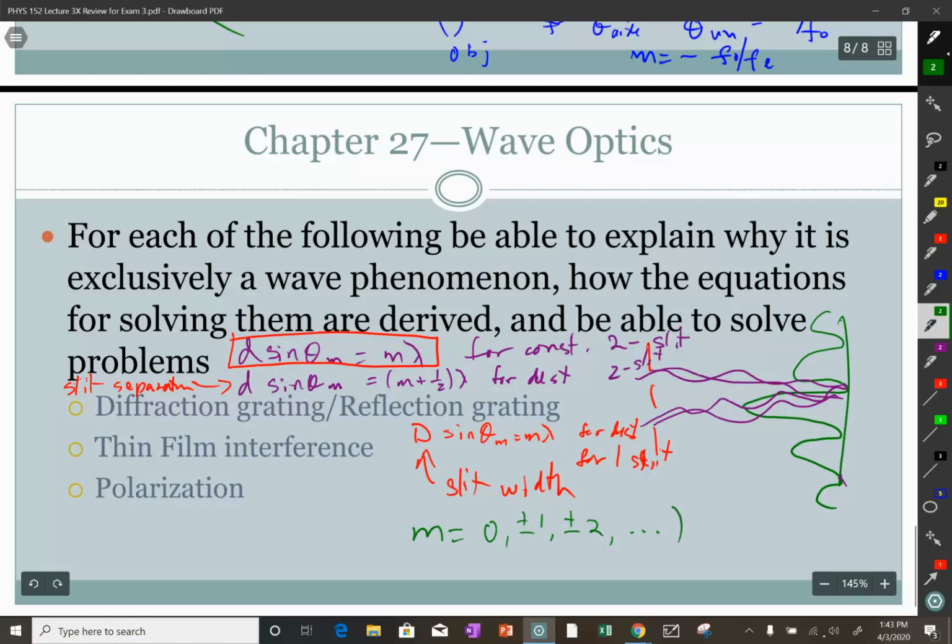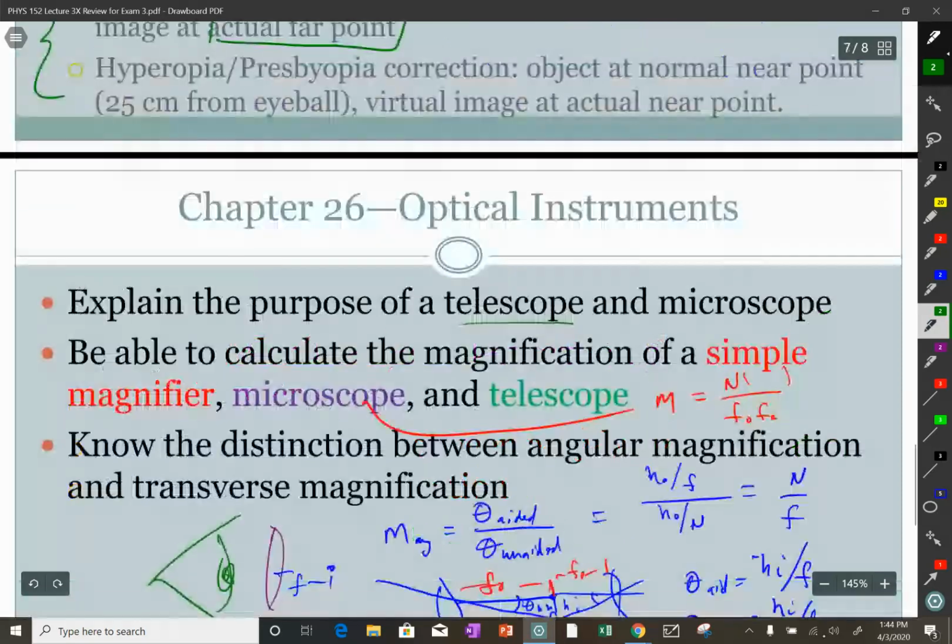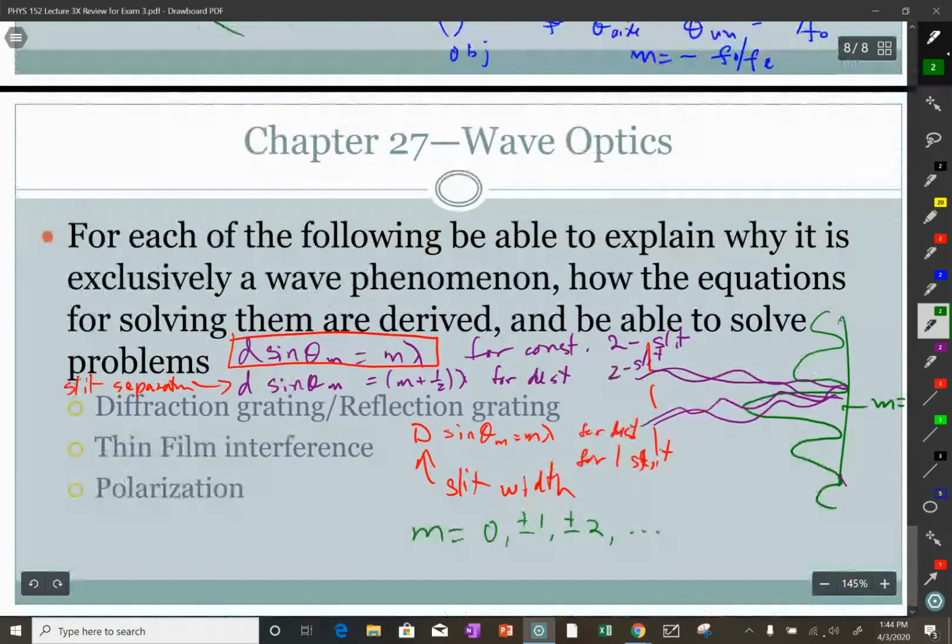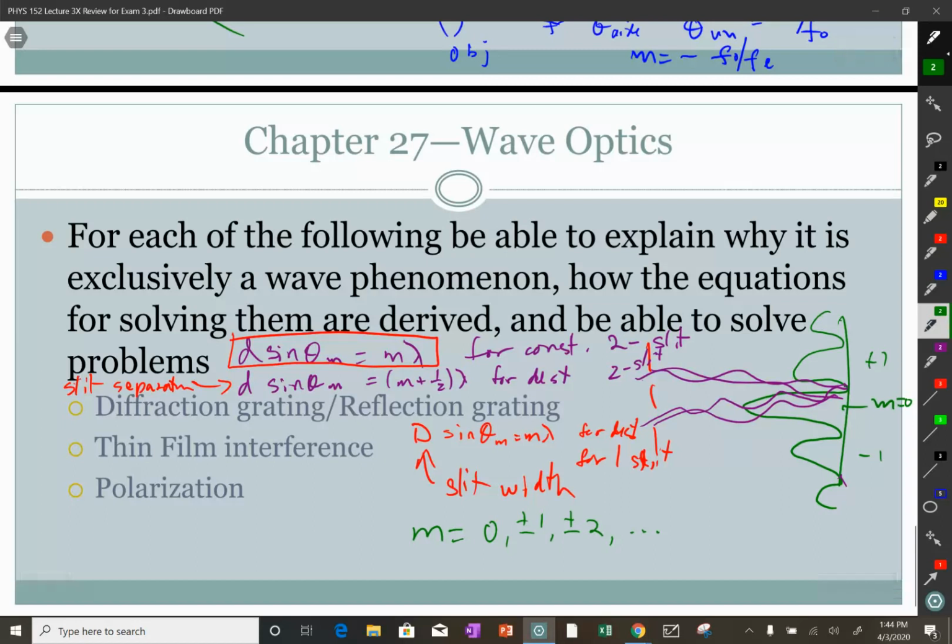And it's just numbering which fringe it is. So the center one here was m equals 0, and then it was -1 plus 1. Let's make that side plus. So that can only occur if light is a wave.